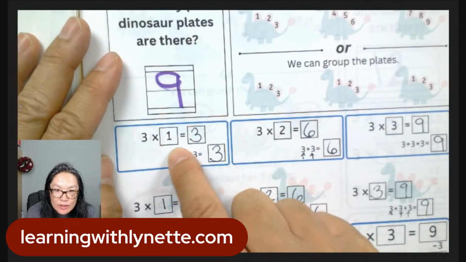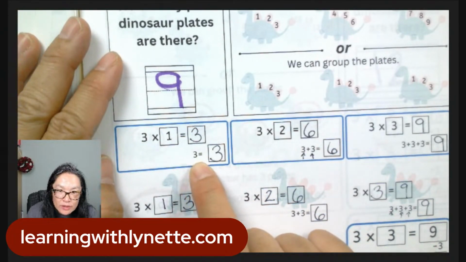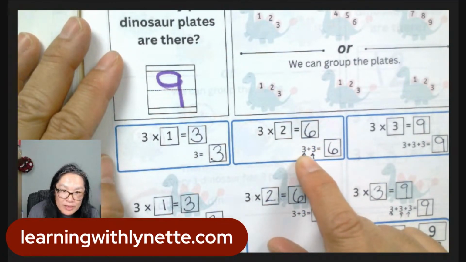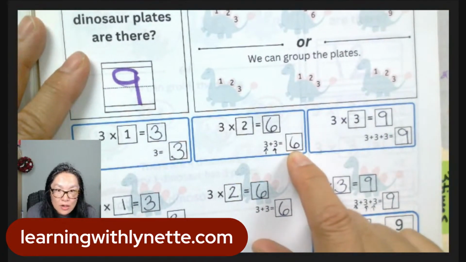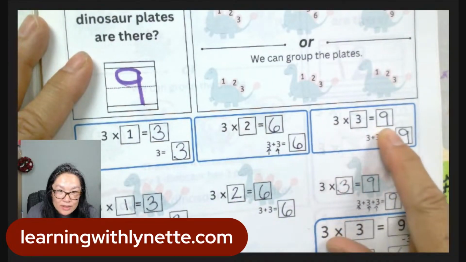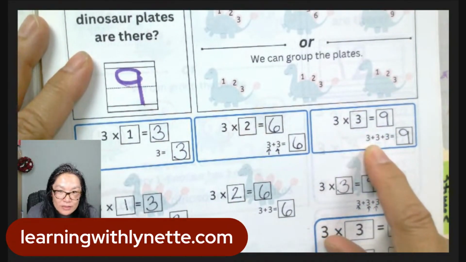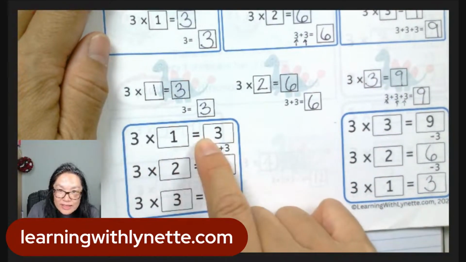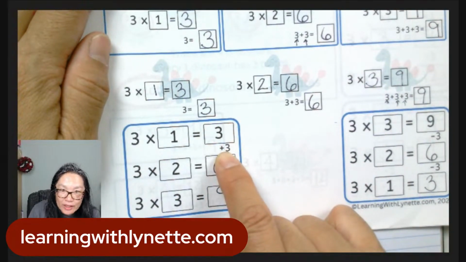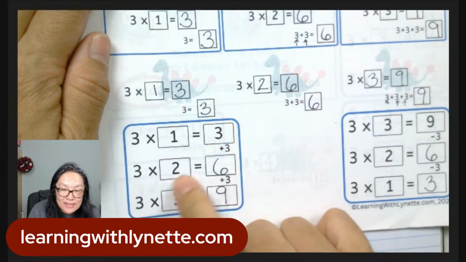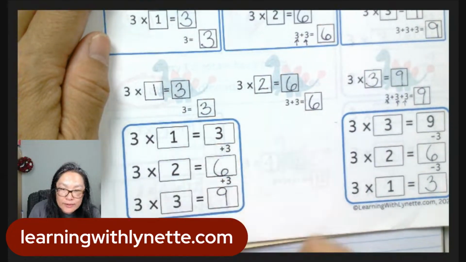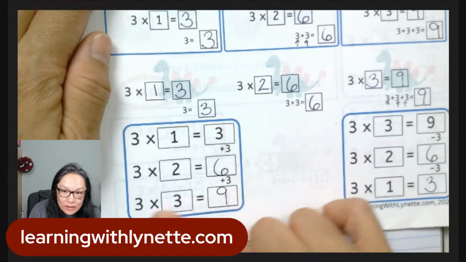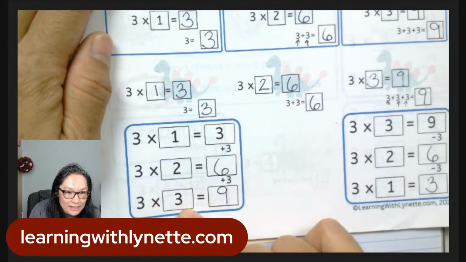So we have 3 times 1 is 3, which is just 3 equals 3. 3 times 2 is 6, so it's 3 plus 3 is equal to 6. Or 3 times 3 is equal to 9, which means 3 plus 3 plus 3. And then there's many ways to look at it. If we do 3 times 1 is equal to 3, when we add a 3, it'll give me 6. It's the same thing as 2 times 3. If I add another 3, then I get 9. It's like the same thing as 3 times 3 is 9.